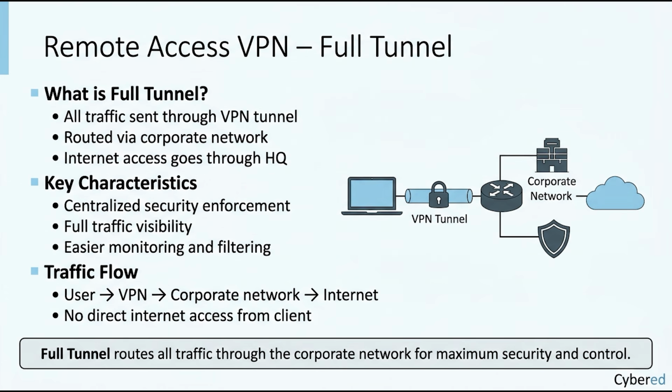Administrators can configure remote access VPNs in two common modes. Full tunnel: all traffic from the user's device is sent through the VPN tunnel to the corporate network. The VPN concentrator then forwards the traffic to the internet if needed. This means all internet traffic passes through the corporate network. Security policies can be enforced centrally. Network monitoring and filtering are easier.